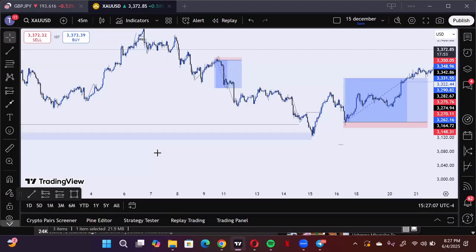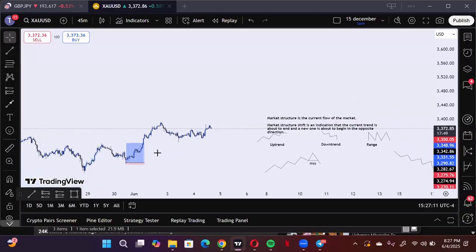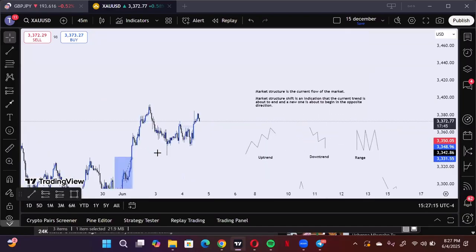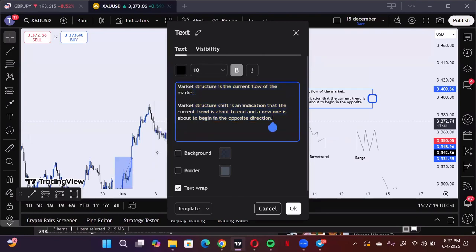A break of structure is basically a scenario where market keeps breaking key levels while maintaining its current trend. A market structure shift is an indication that the current trend is ending and a new one is about to begin in the opposite direction. But a break of structure is a scenario where market keeps breaking key levels while maintaining its current trend. So in structure shifts, you are trading opposite of the current trend, but in break of structure, you are trading in line with the current trend.